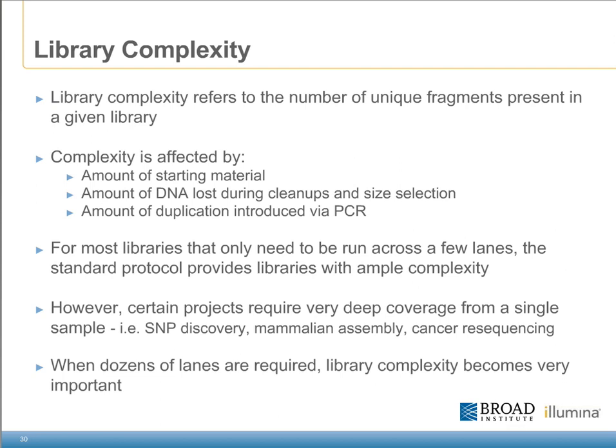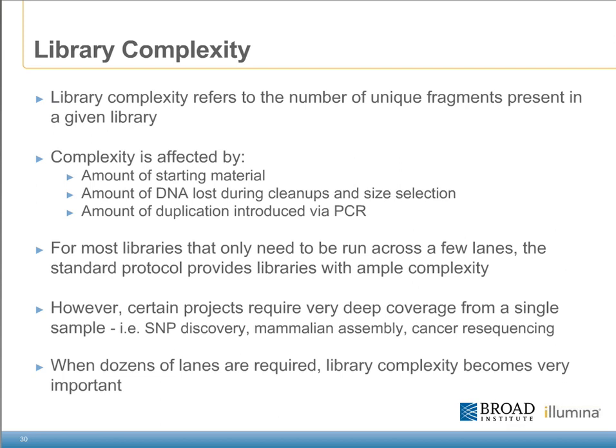Because basically PCR is just making copies of things. And if you start with not that many copies of something and you do many cycles of PCR, you're going to end up with a fairly highly duplicated library. For most libraries that only need to be run across a few lanes, the standard Illumina protocol provides libraries with ample complexity, and that's, I think, usually 1 microliter at 18 cycles of PCR.